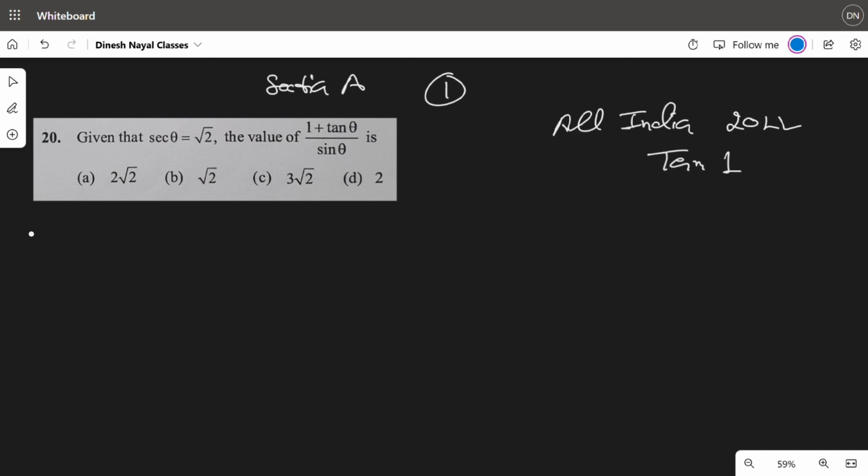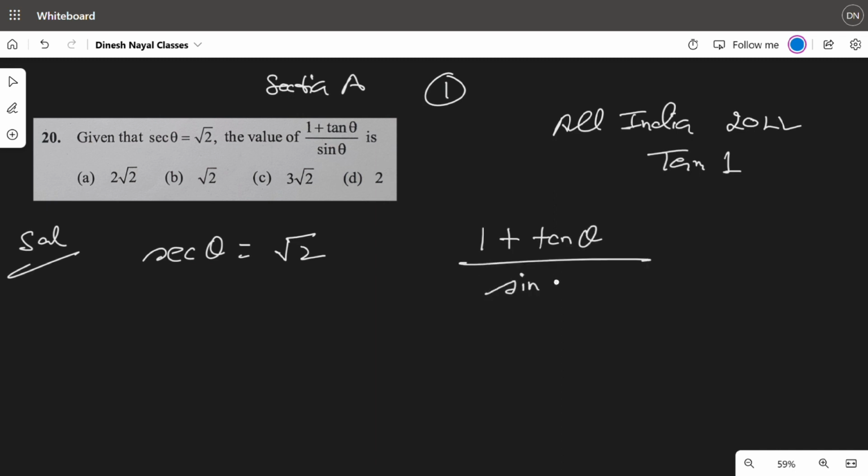Now, question 20. Given that sec theta is root 2, you have to find the value of this thing: 1 plus tan theta by sine theta.